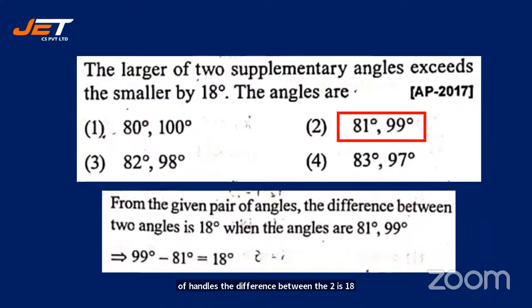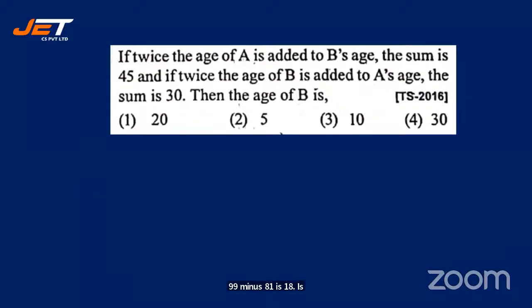So when the angles are 81 and 99, 99 minus 81 is 18. Is it clear? Yes, see the next question.